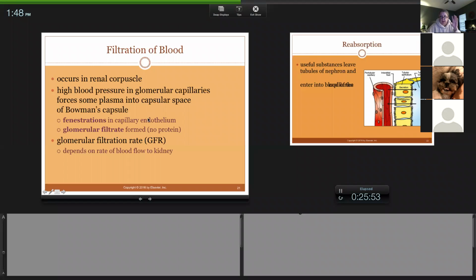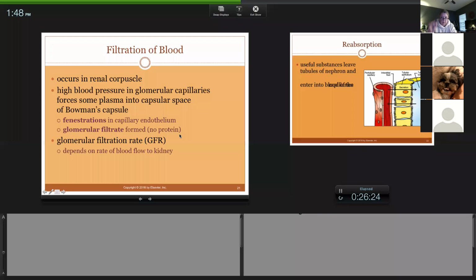Now, remember, endothelium is the lining of the capillary. Endothelium is the lining of any vessel. So inside those capillaries are tiny little fenestrations, which are like little holes, and it allows the plasma and soluble products through. It's like the holes in a strainer. What comes out in the glomerular filtrate is all those soluble products, but we should not get protein.